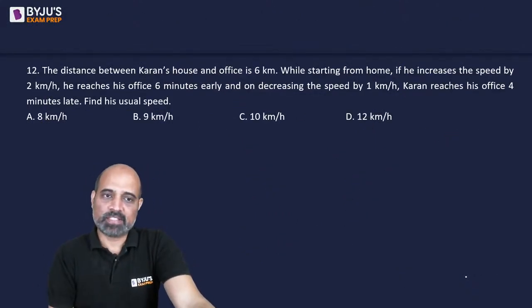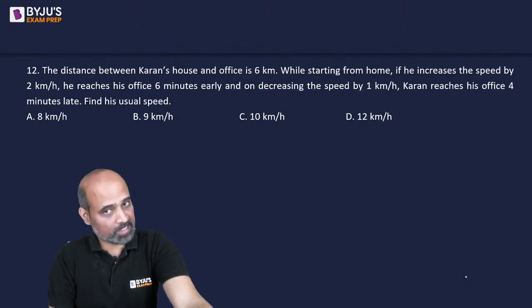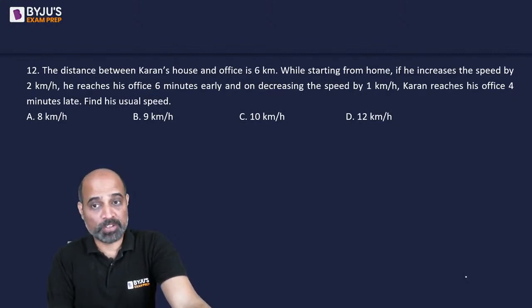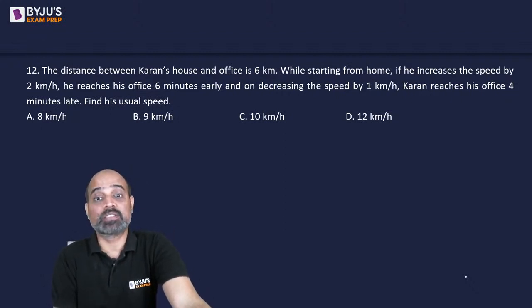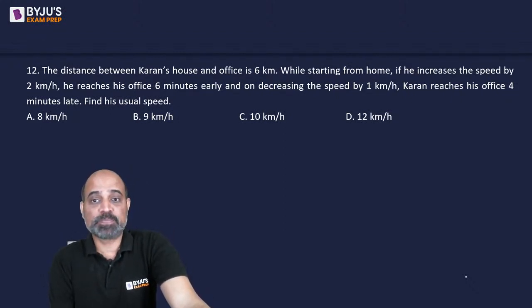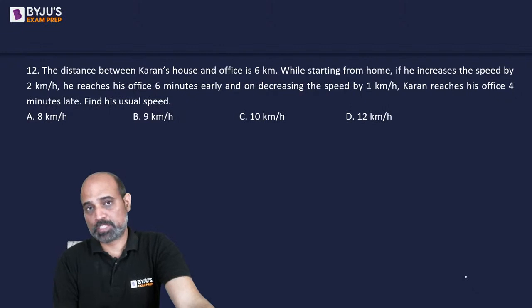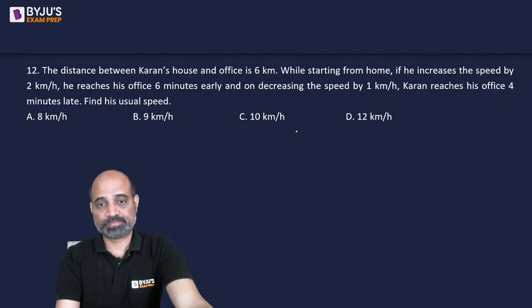Okay, the next one. The distance between Karan's house and office is 6 kilometers. When starting from home, if he increases his speed by 2 kilometers per hour, he reaches his office 6 minutes early. And on decreasing the speed by 1 kilometer per hour, Karan reaches his office 4 minutes late. Find his usual speed.